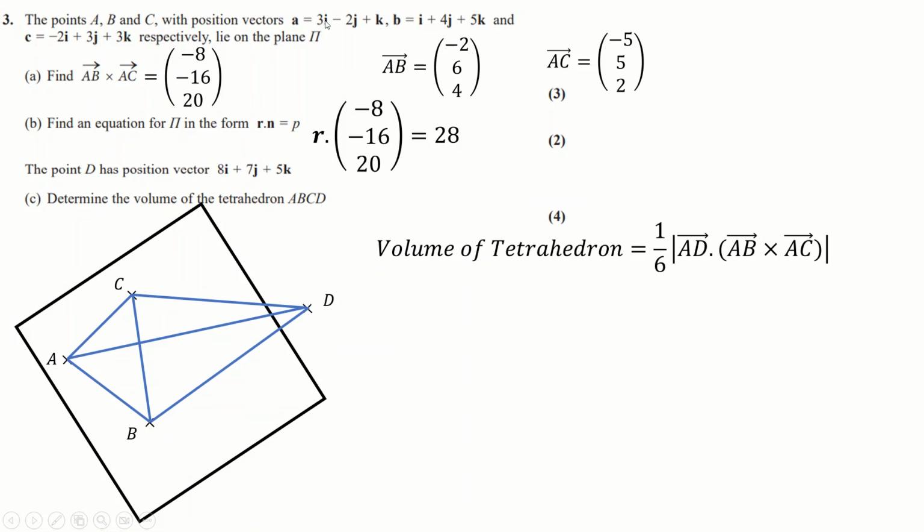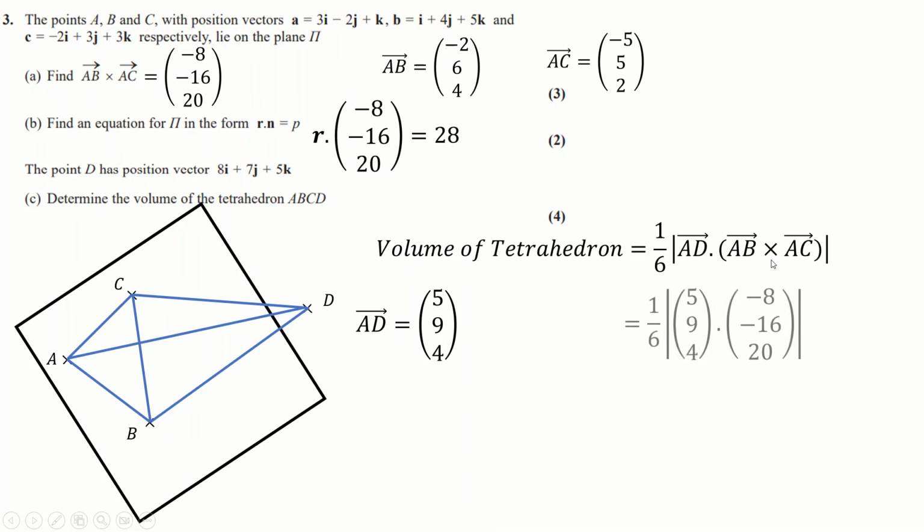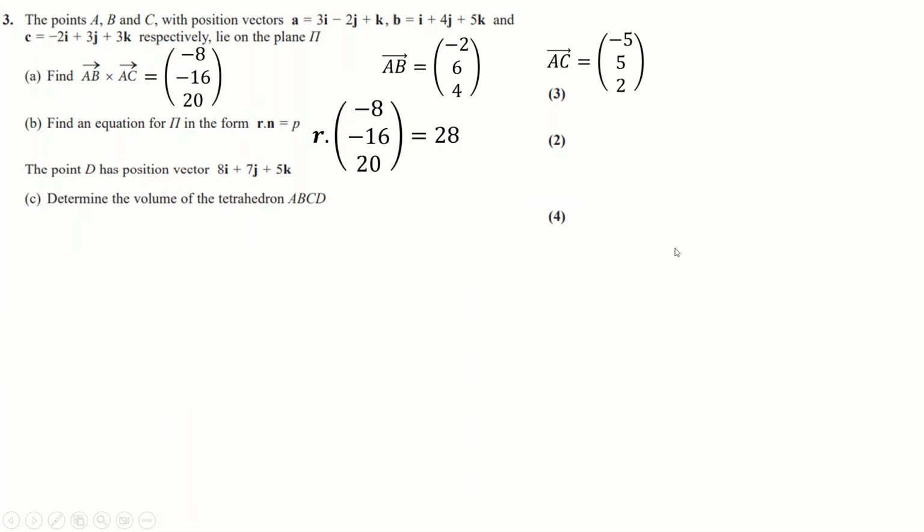A to D is, how do you get from A to D, you do 5 more in the i's, 9 more in the j's, 4 more in the k's, so that's going to be that. You can put that in there, put this result in there, dot those together, have a sixth out here. And just in case this is a negative answer, these just mean we take the positive of it and we get the answer here.